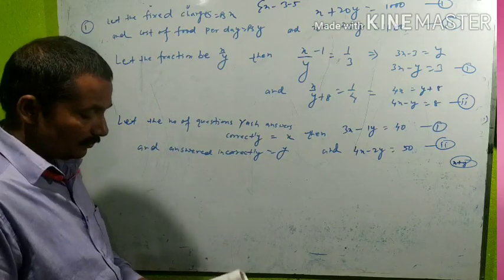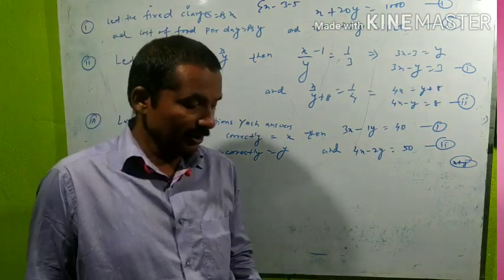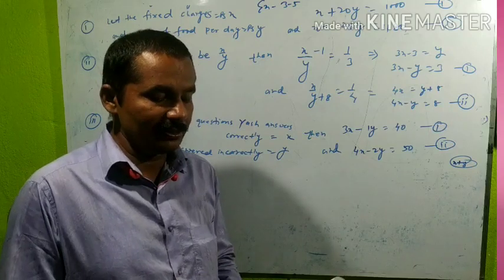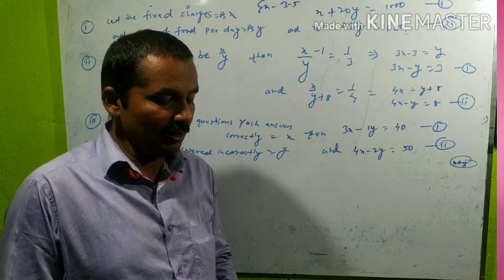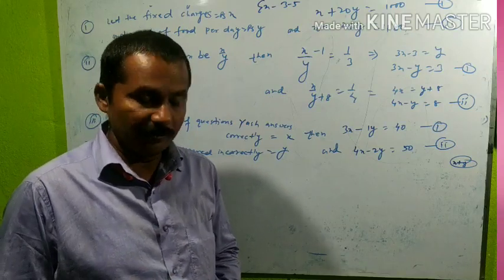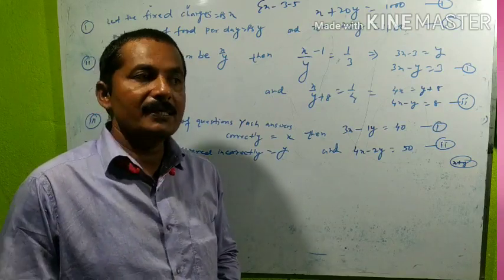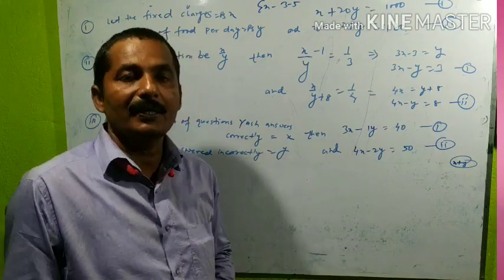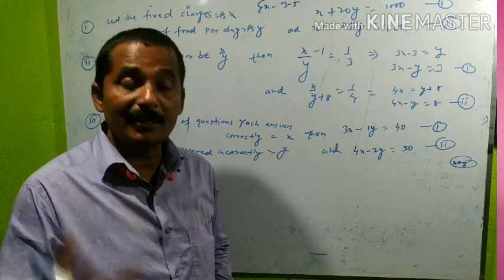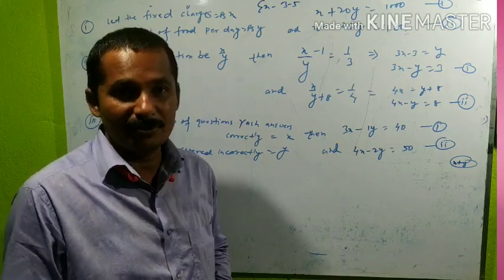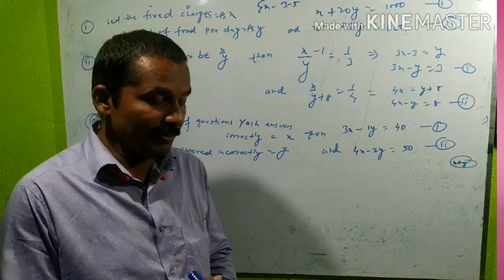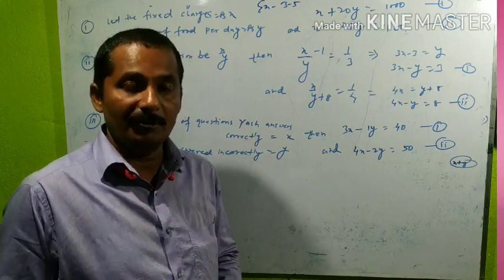Third question is here. Yes scored 40 marks in a test, getting 3 marks for each right answer and losing 1 mark for each wrong answer. Means some questions were asked from Yes, some questions were answered correctly, and some were answered incorrectly, and generally it happens for the students now. And in this manner, Yes got 40 marks.